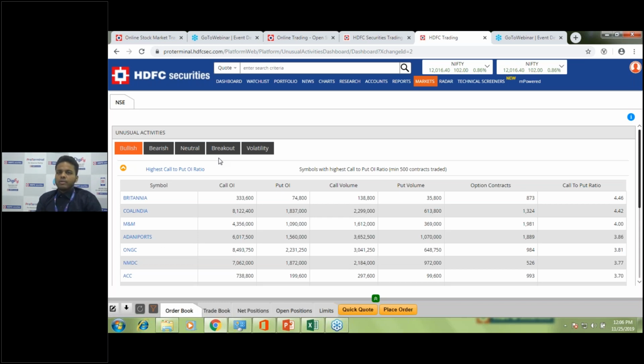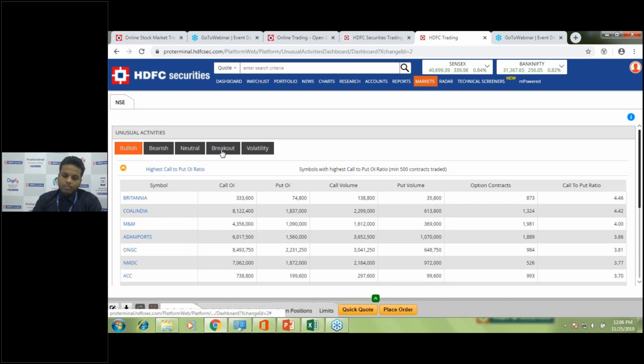Again, this is one analysis. In order to buy and sell a stock, do multiple analysis, use radar, use technical analysis, or if you have some other system of your own, use that and select a stock from this particular list. It will make your overall trading very much easy.